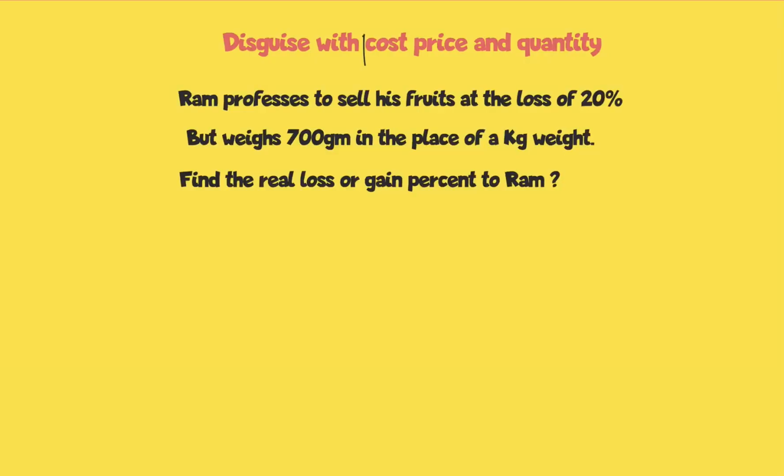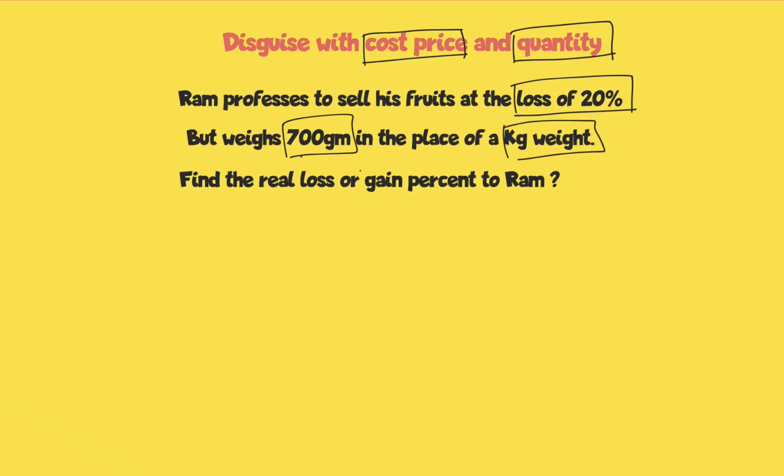Now let's see a few more problems on disguised dealers. This is again a disguise with cost price and quantity. Ram professes to sell his fruits at a loss of 20%. You will say he's straight away making a loss of 20%. But he weighs 700 gram in place of a kg. I hope you know how to solve this now.